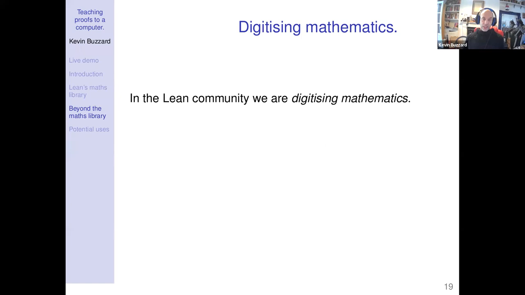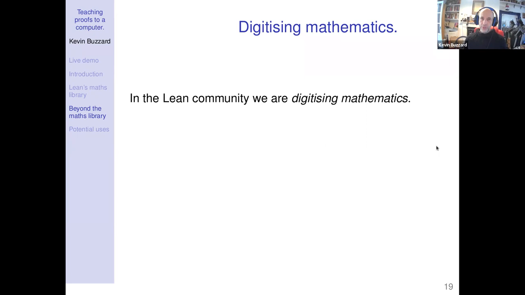So what are we doing? Another way of thinking about what we're doing is we're digitizing mathematics. You might say that turning mathematics into a LaTeX document is digitizing it, but we're turning mathematics into something which a computer can actually read and semantically understand. It can understand that we're saying that this is a proof of this theorem, and the proof goes like this. The computer can see its version of the proof and read and understand it.